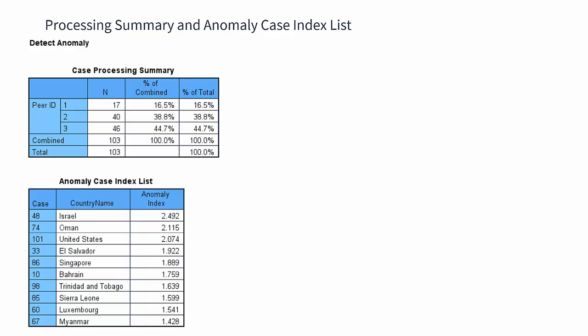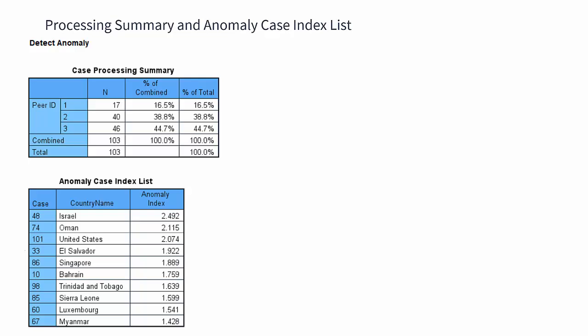Now, working our way through the output viewer results, we're presented with a number of different tables. The first table that we encounter is the case processing summary. This is simply telling us that the procedure resulted in 3 peer groups, or 3 clusters if you like. The first one only had 17 countries in it. That accounts for 16.5% of the data. The second one had 40 countries in it. That's 38.8% of the data. And the third one had 46 countries in it, 44.7% of the data. There were 103 countries in the entire data set.